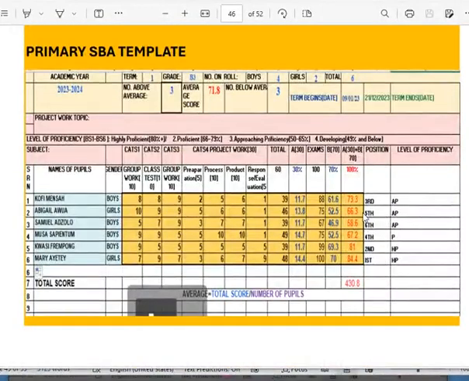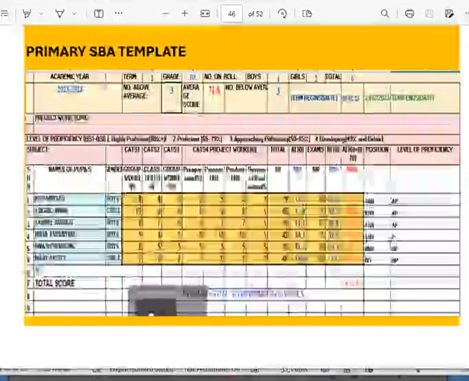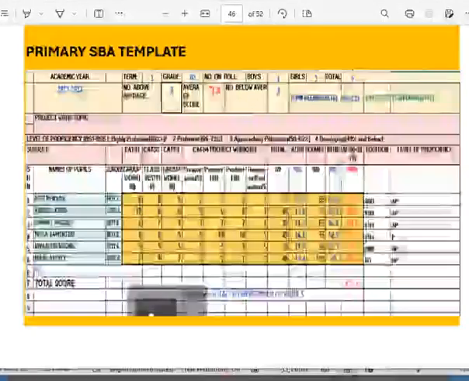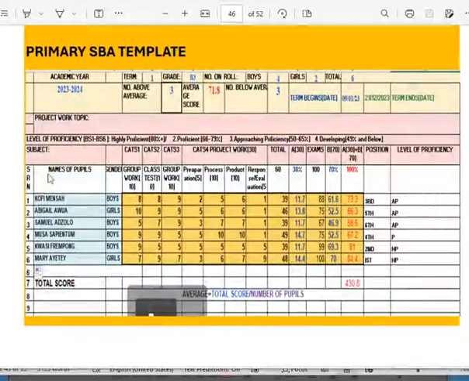At the primary level too, the SBA is quite different. This is how the SBA looks. Here too, they have the academic term, the grade, number on roll, boys and girls, total, number above average score, and the number below average. The term begins and term ends are also here. Then the project work. We are supposed to have group work, class test, group work, class test, depending on how the teacher thinks it should be. So you can have class test and group work, or group work and class test, for Cat 1, Cat 2, Cat 3.